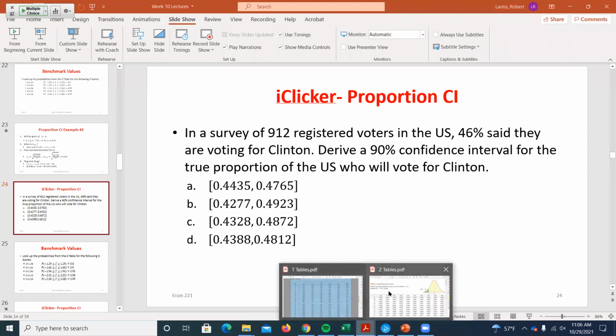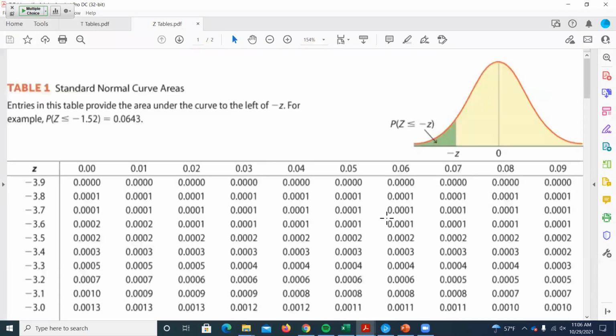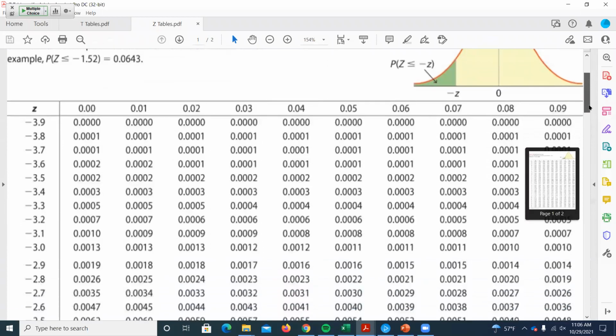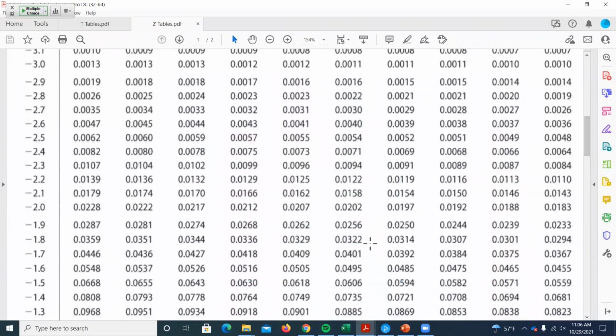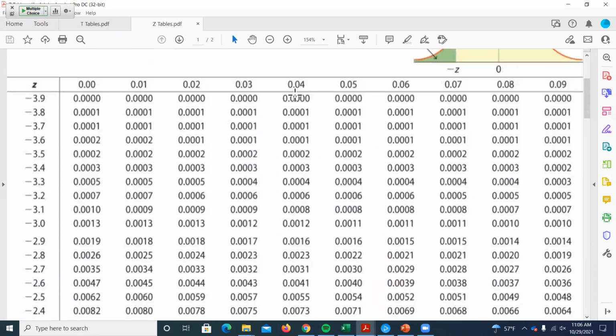Now, at this point, I could use the Z table, right? I can go look for 0.05. So looks like I'm in between these two values. So negative 1.64 and negative 1.65. I'm in between those two values. We said in practice, we kind of use the higher of the two. So 1.65 or negative 1.65. But we kind of ignore the negative sign because that's already built into our confidence interval formula.